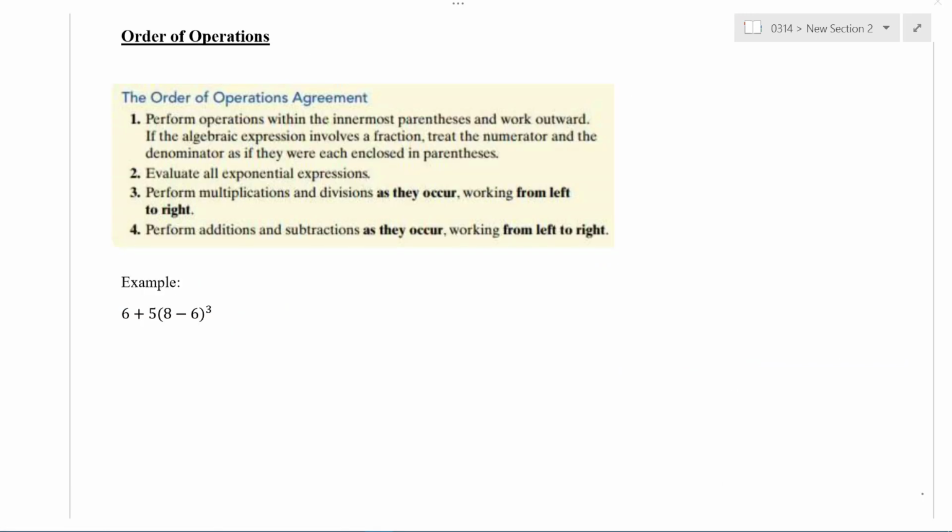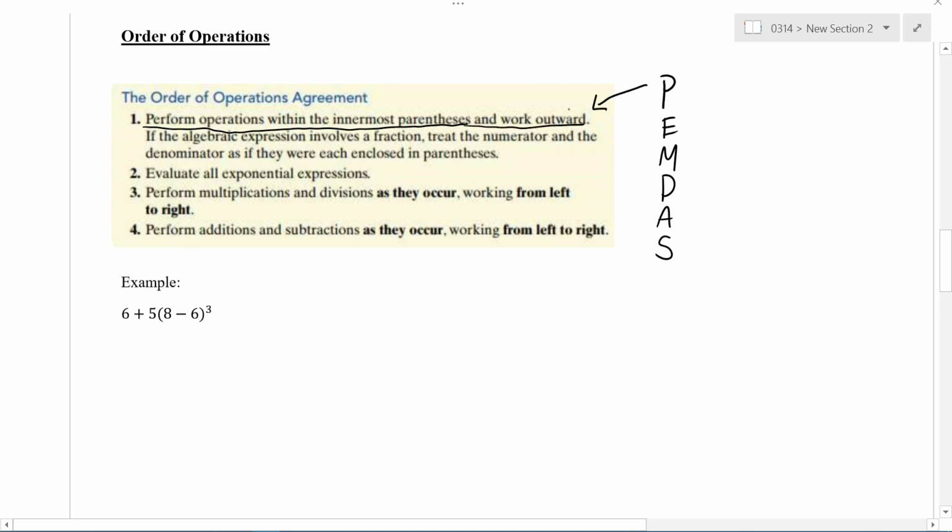All right, let's look at order of operations. Order of operations is an agreed upon order that we're going to do adding and subtracting, multiplying and dividing, and exponents. So you may have heard of PEMDAS. We're going to bring this up again later as well. PEMDAS says, number 1, perform operations within innermost parentheses and then work outward. That's what the P means. The P is talking about doing things inside of parentheses. Okay, so the next thing that we're going to do is the E. That's the exponents. We're going to do any exponents that we see.